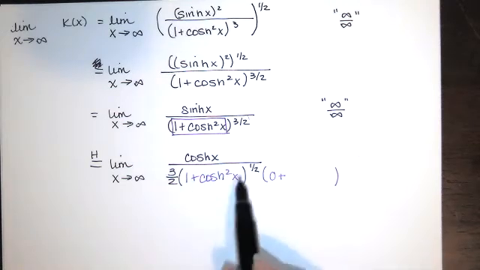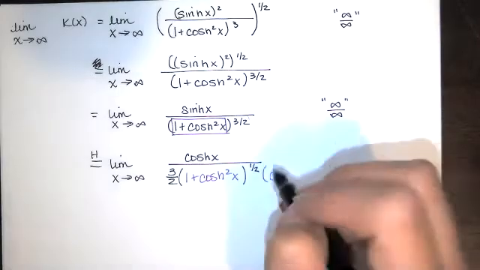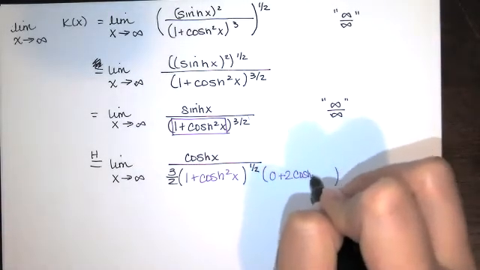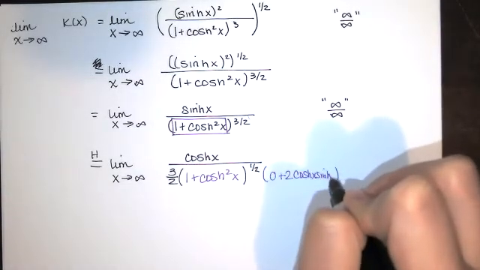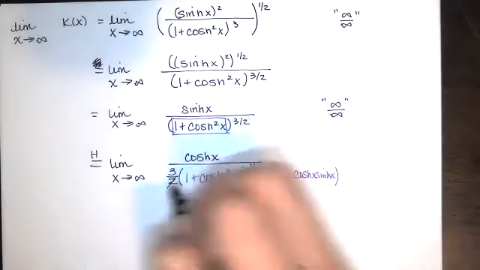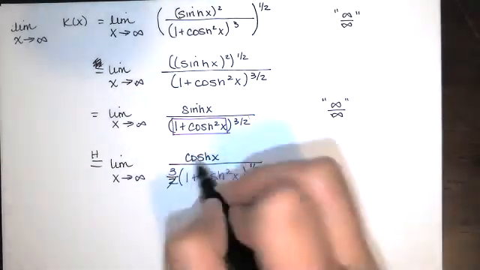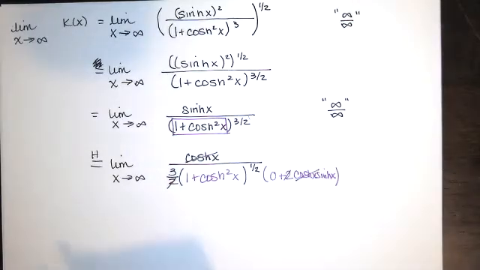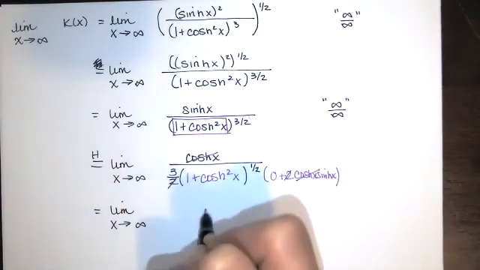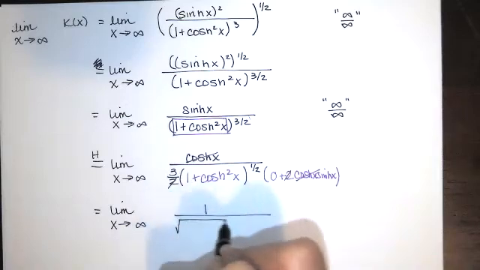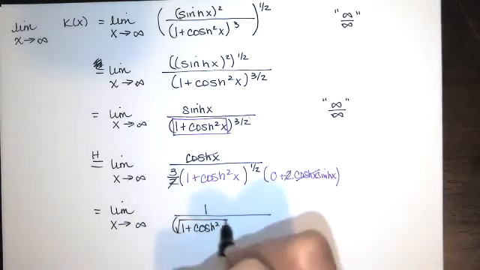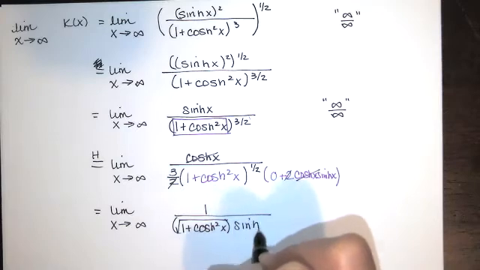So I've got hyperbolic cosine raised to the second power. The derivative of something squared is 2 times that something times the derivative of the inside by the chain rule again. And that 2 reduces, and this hyperbolic cosine and that hyperbolic cosine reduce. And so we've got this, the limit as x goes to infinity of 1 over the square root of 1 plus hyperbolic cosine squared x times hyperbolic sine of x.